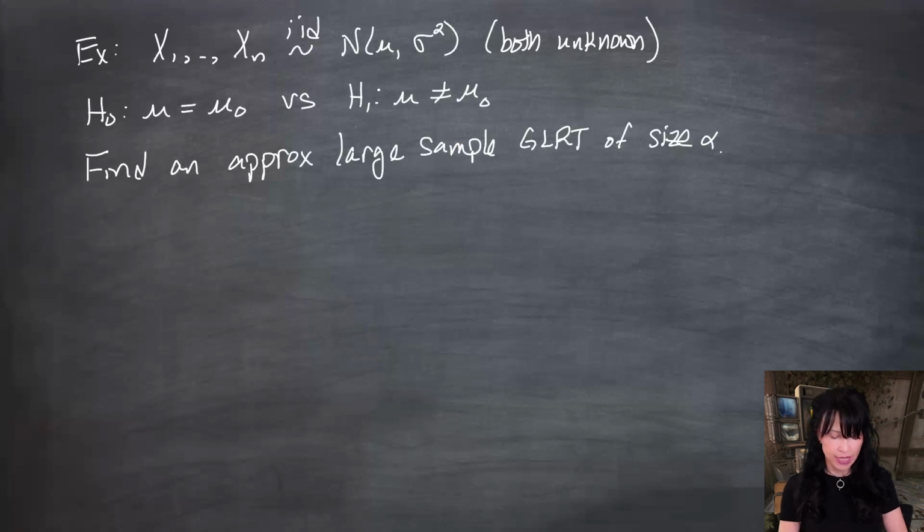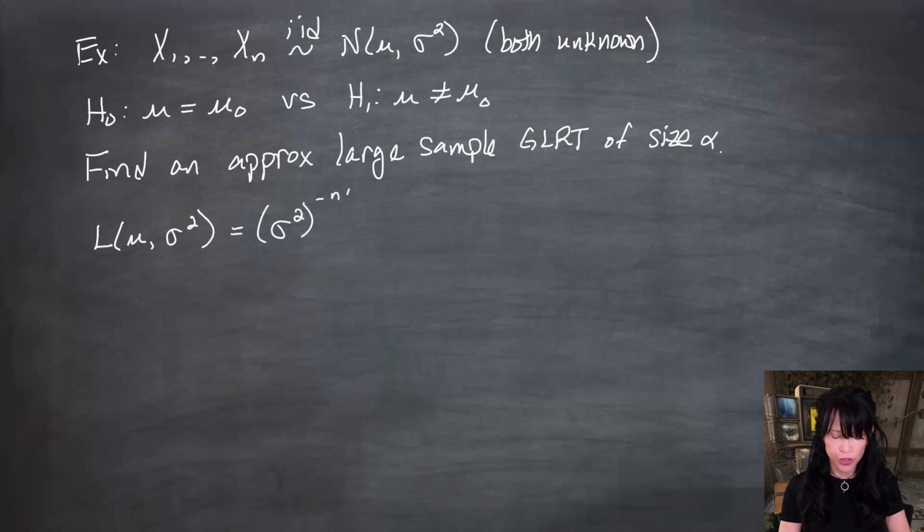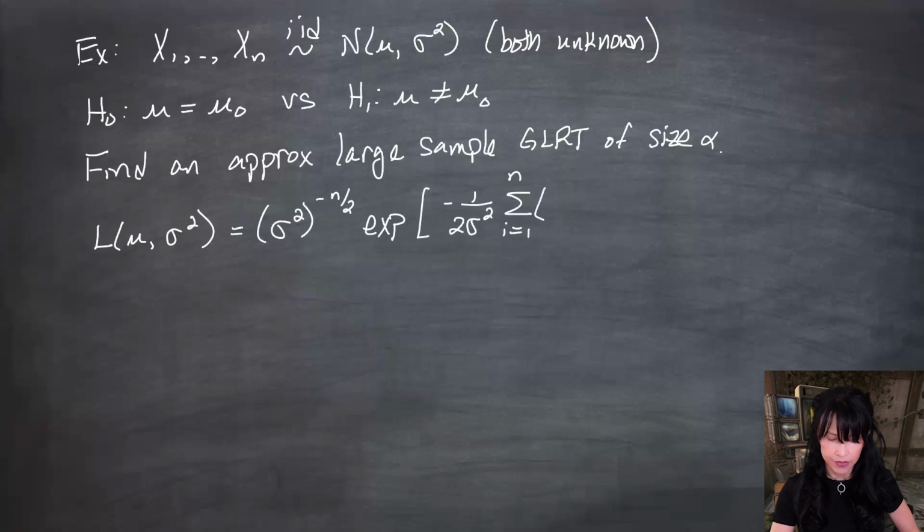Okay, so the likelihood is a function of mu and sigma squared both, because they're both unknown. And this is sigma squared to the negative n over 2, and you could put a 2 pi in there if you want. It will cancel when we form that ratio. e to the minus 1 over 2 sigma squared, the sum as i goes from 1 to n of xi minus mu squared. That's our likelihood.